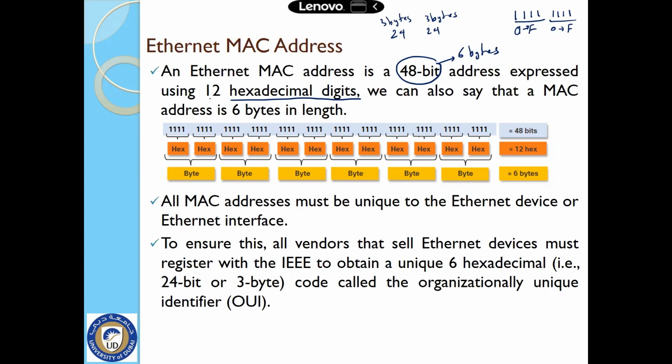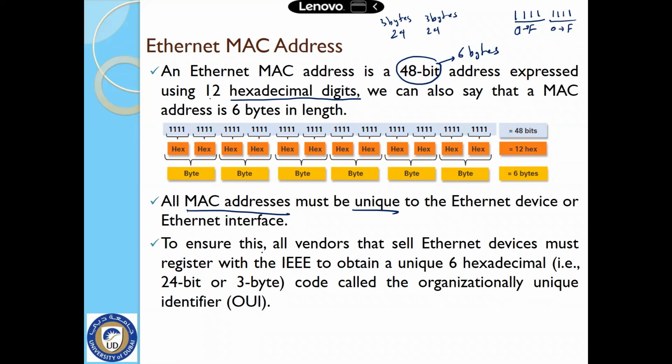So the points to memorize here: it's a 48-bit number, which is equivalent to 6 bytes, and is divided into 12 hexadecimal digits. Now, all MAC addresses must be unique. Think about it like an IP address. It should be unique to the Ethernet device or the interface. Otherwise, there will be confusion. The message will not be delivered to the right address. So a MAC address is a unique number.